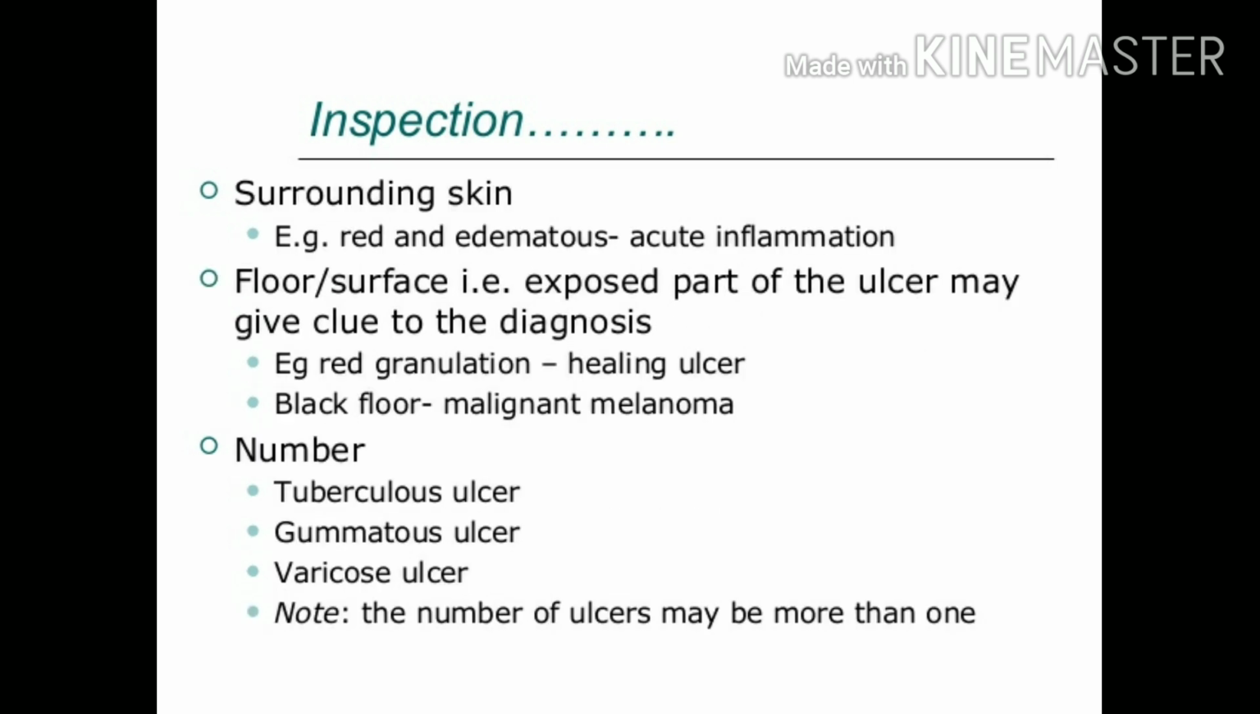Next thing which you should see in inspection will be the surrounding skin, whether it is red or edematous, which will be indicating acute inflammation. About the floor and surface, how is the granulation over the floor? If it is red, then it indicates it is a healing type of ulcer, and a black floor will be seen in ulcers like malignant melanoma.